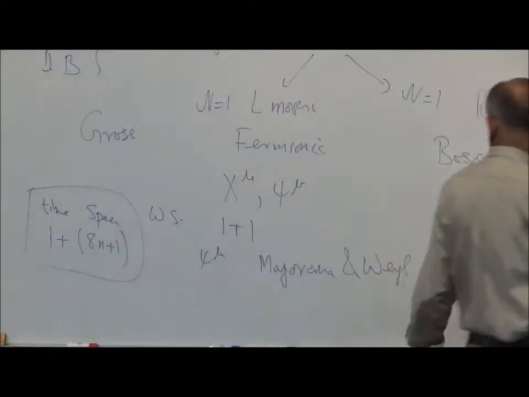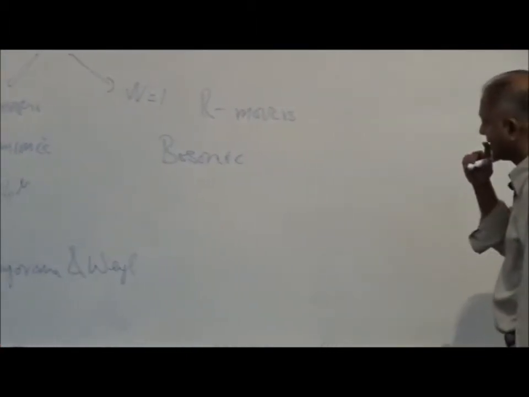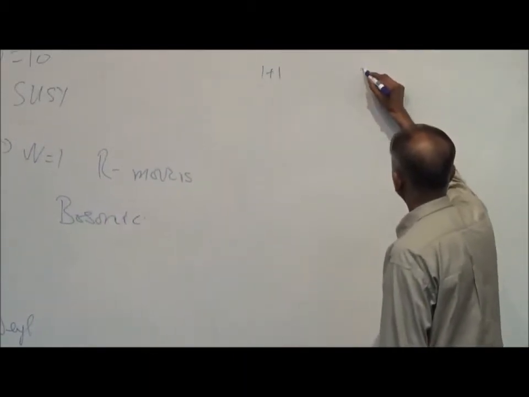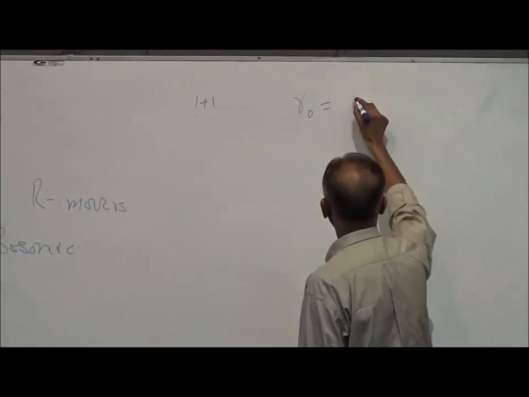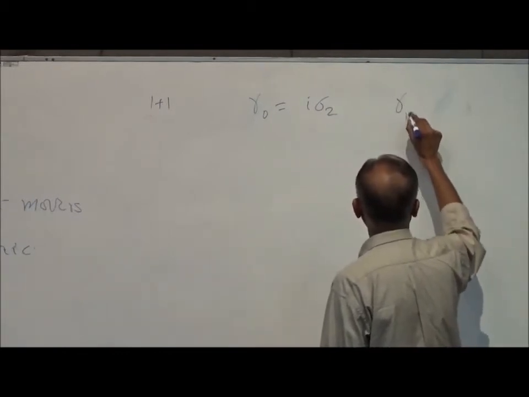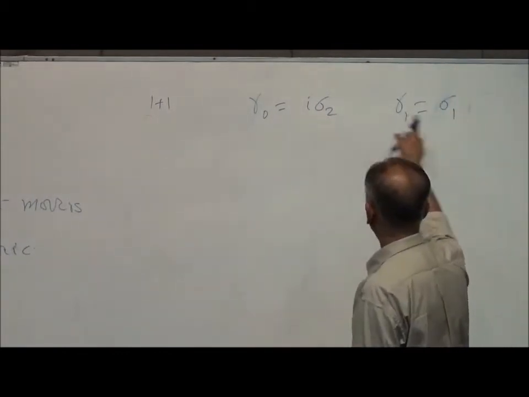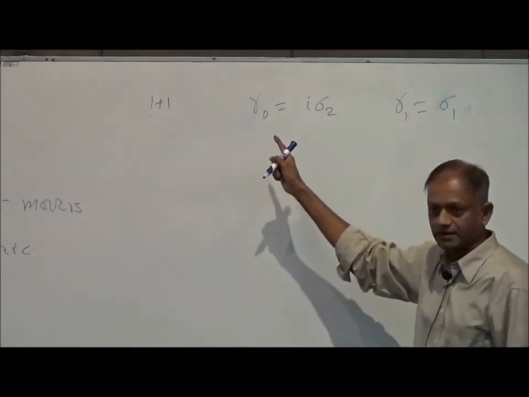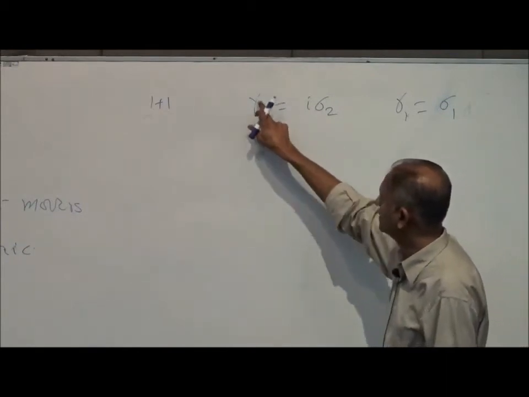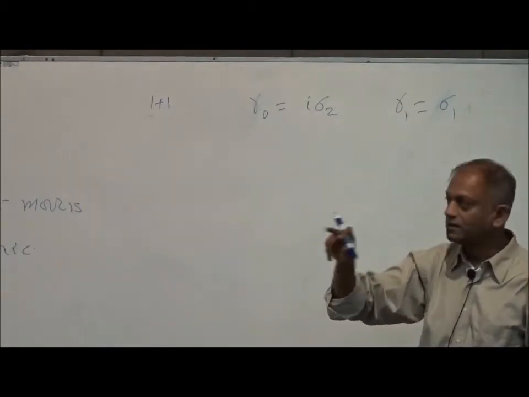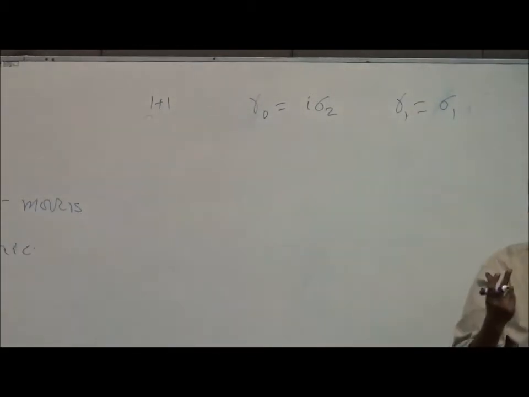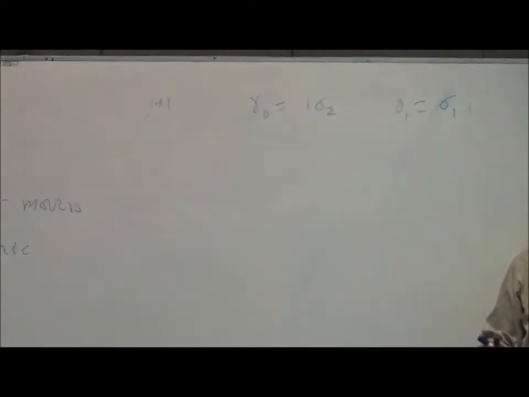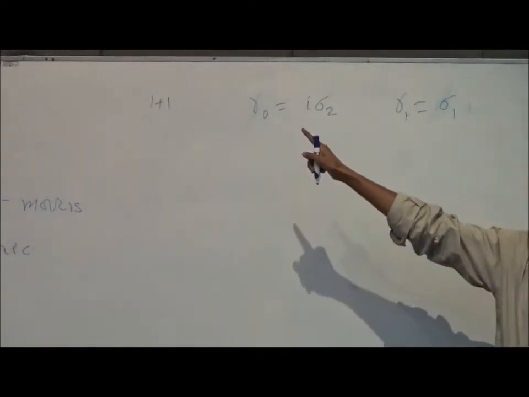Now, just to explain a bit more in detail, in 1 plus 1 dimension, I can choose the gamma matrices in the following way. I can choose gamma 0 equal to, say, i sigma 2, and gamma 1 equal to sigma 1, where these are the Pauli matrices. And clearly you can see that they satisfy the Clifford algebra. Furthermore, gamma 0, the time direction, has signature -1, so gamma 0 squared should be equal to -1. That's the reason for this i here. Sigma 2 squared will be 1, but the i sigma 2 squared will be -1, whereas this is +1.